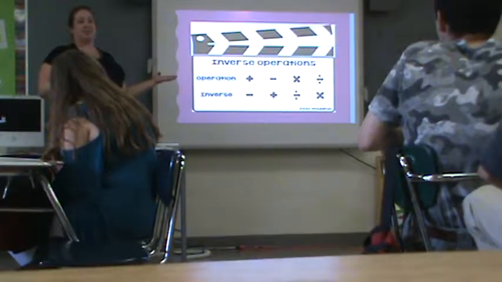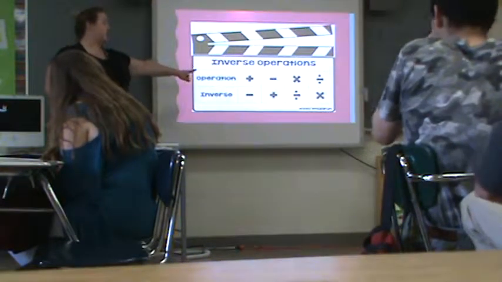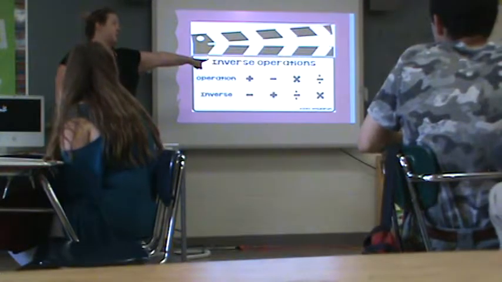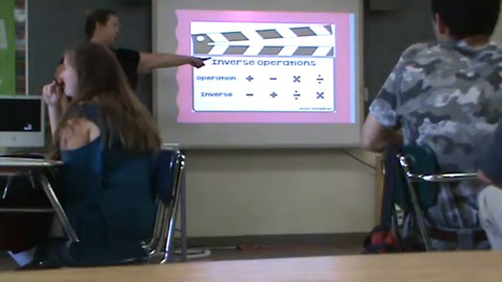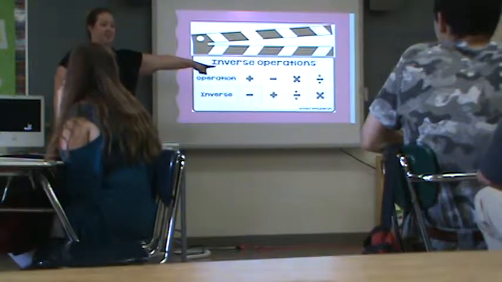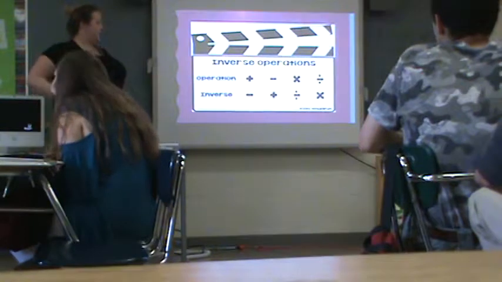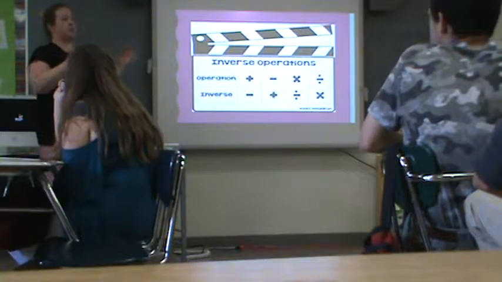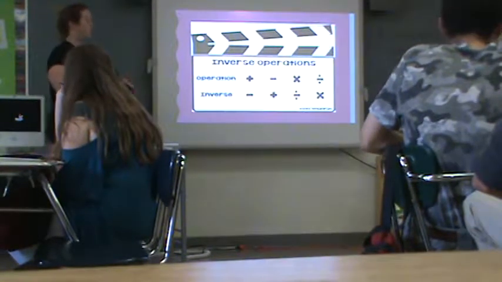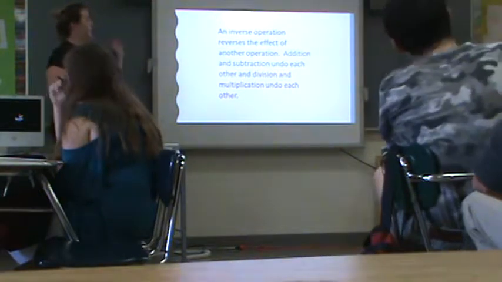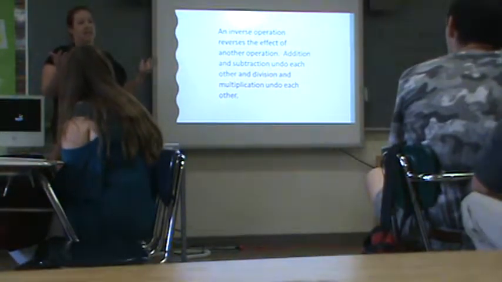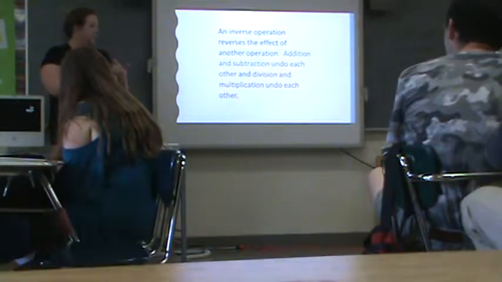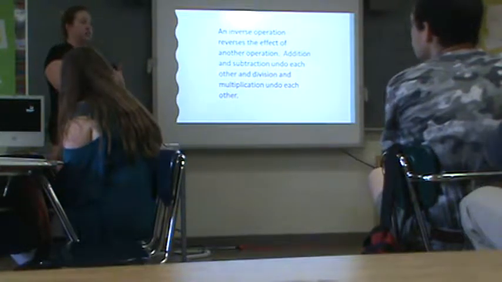This is what inverse or opposite operations are. In other words, in an equation, if you have a plus sign, what are you going to do? Subtract. If you're subtracting in an equation, what are you going to do to the other side? Multiplication? Divide? Very good. That gets y'all confused sometimes, because what we do, we do the opposite to the other side. So if you're adding on one side, you've got to subtract on the other. You've got to do the opposite operation. An inverse operation reverses the effect, meaning it kind of does away with it. Addition and subtraction undo each other, and division and multiplication undo each other.